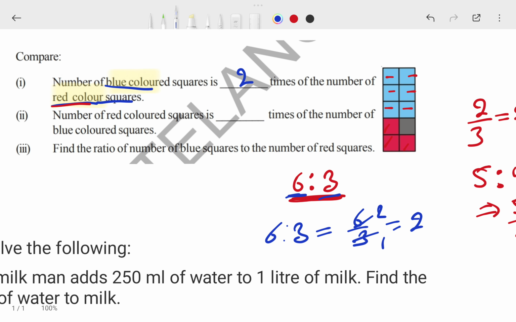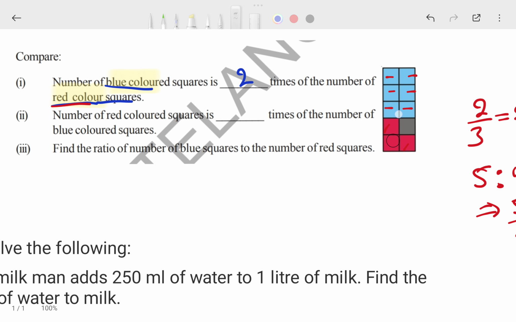Okay, I have written the 2 here. Is it clear? Right. So if it is clear to you, then I will talk about the next question.